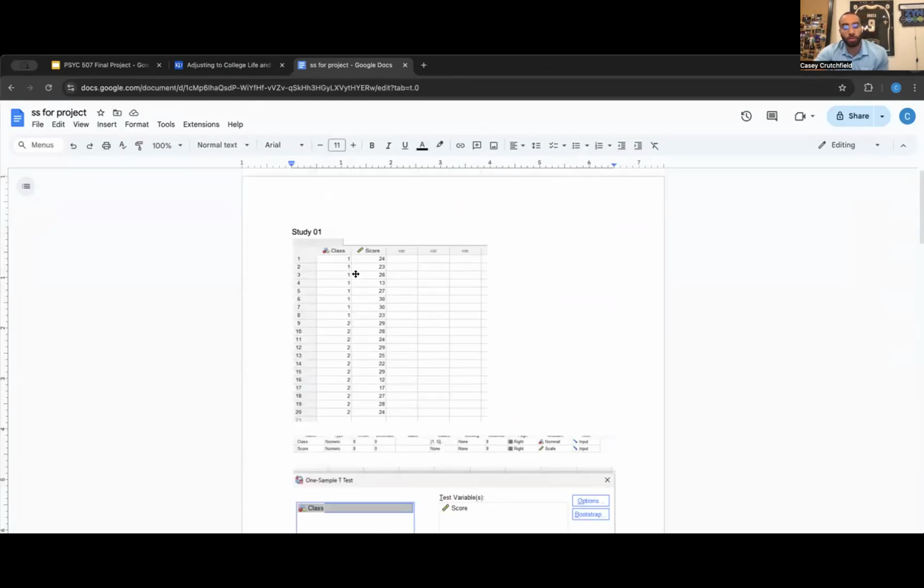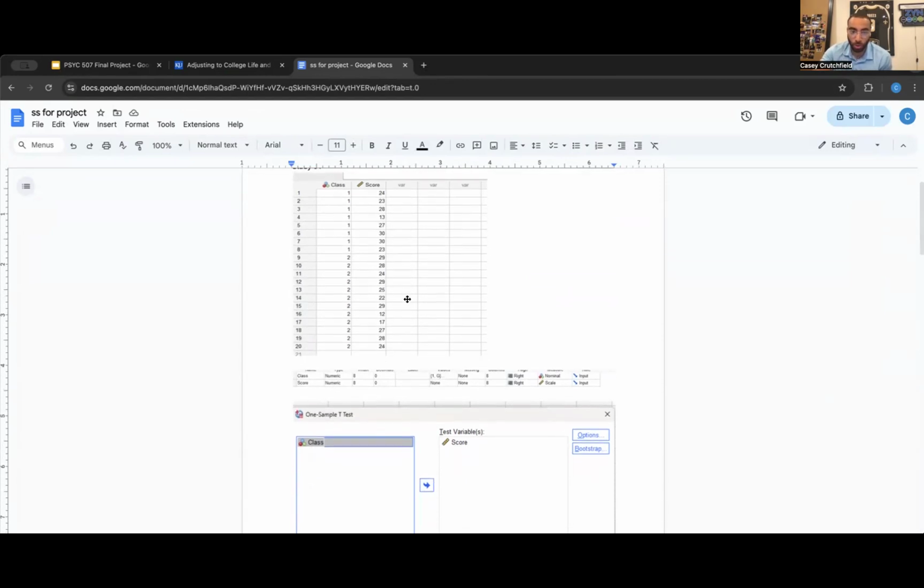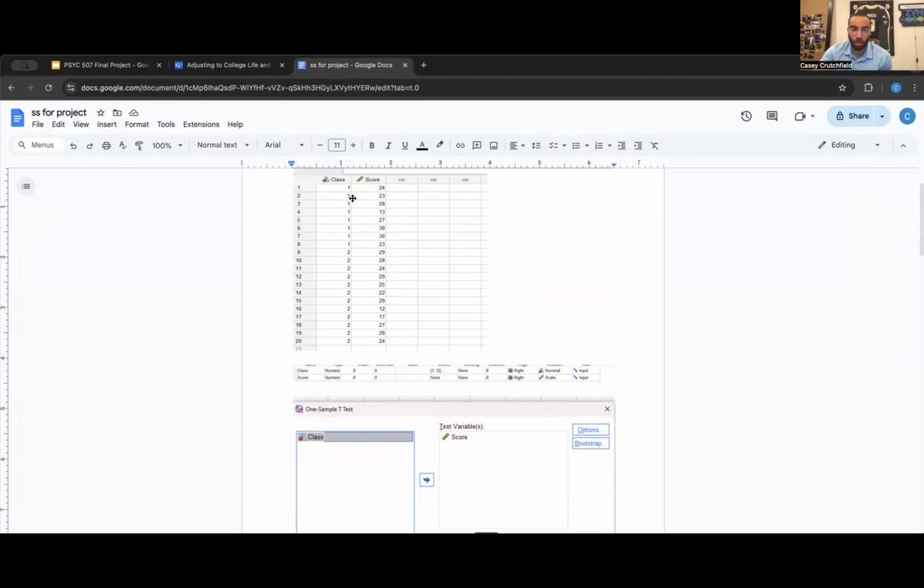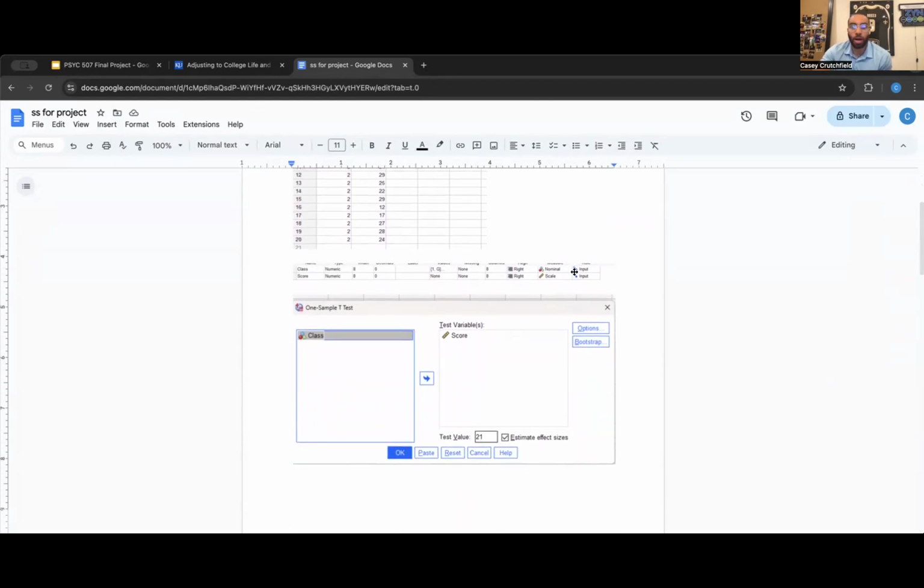So for study one, I have the class on the left and the score on the right. The class is the independent variable and the score is the dependent variable. So the ones are the grads and the twos are the undergrads, and then there are all of their scores. From there, I did a one sample t-test, and as you can see, I put the test variable, which would be the scores, on the right.